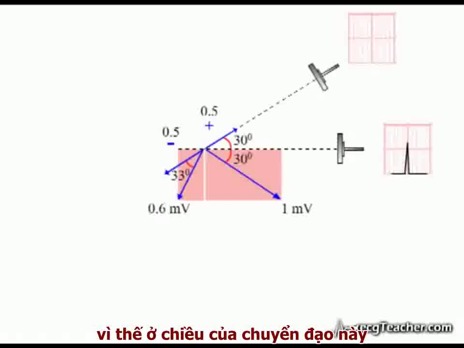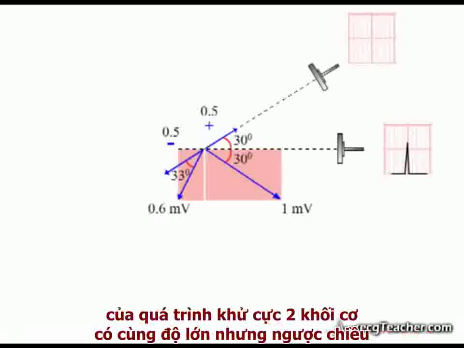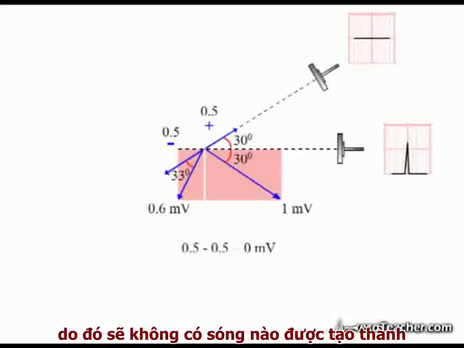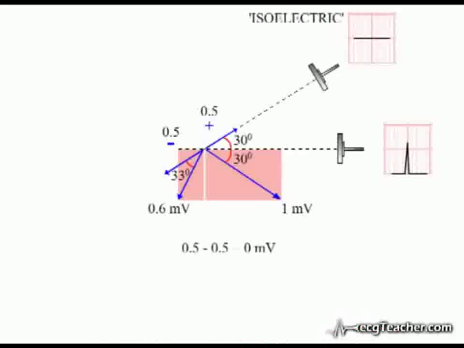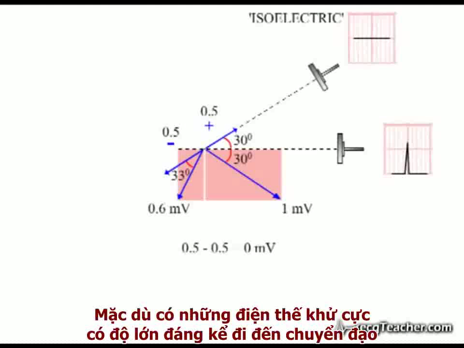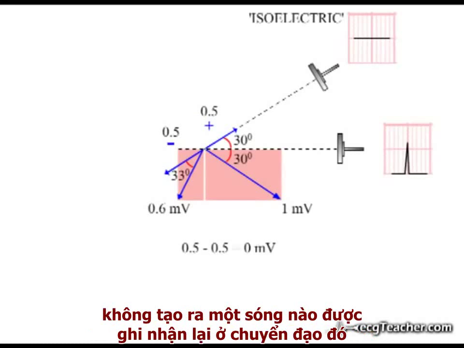This also computes at 0.5 millivolts. Therefore, in the direction of this lead, the positive and negative vector components from the depolarizing muscle segments are equal in magnitude and no deflection is produced. The readout in this lead is said to be isoelectric. Although significant depolarization voltages are present under the lead, the pattern of flow is such that the total vector generated has no net effect in its direction.